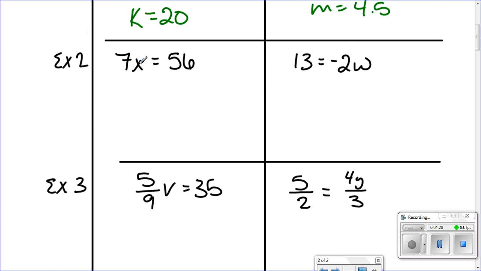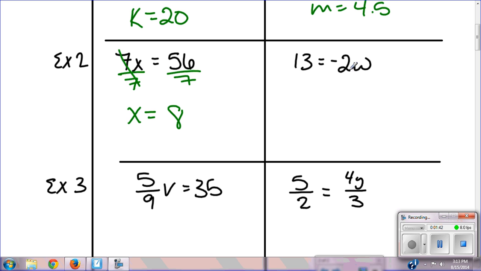Example 2, 7 times x equals 56. So what's with the x? It's a 7. What are they doing? Multiplying. What's the opposite of multiplying? It is dividing. So I'll divide the left side by 7, which means I have to divide the right side by 7. So my 7's cancel to make 1. 1 times x is x. 56 divided by 7 is 8.